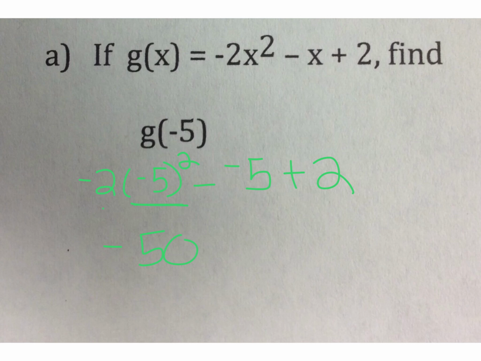A minus a -5 is positive 5, and then plus a 2. So your answer is -43.